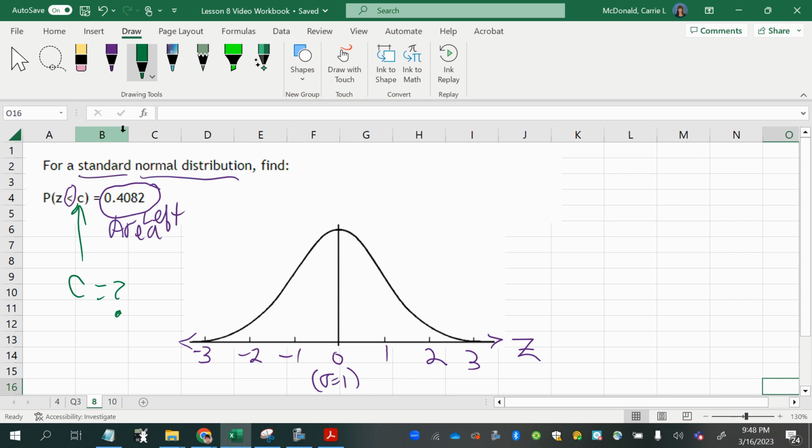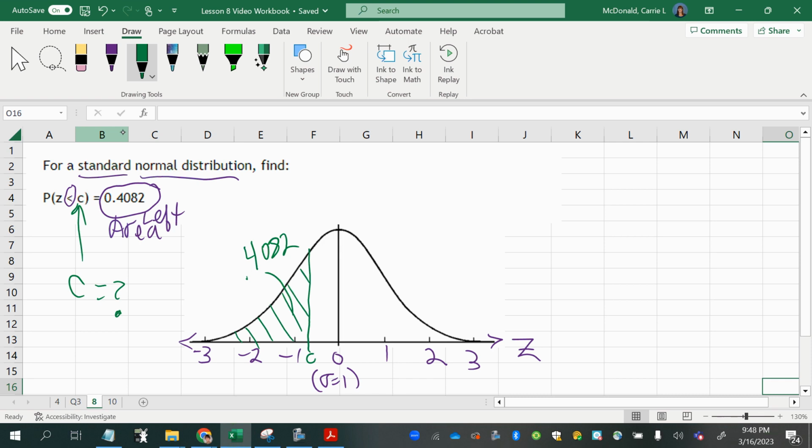So an area of 0.4082 to the left of a boundary. Well, 0.4 is less than half, which means that my z-score boundary has to be to the left of the mean, because if you were to go right down the center, you would have exactly 0.5 on each side. So I know that my c-score is a negative z-score somewhere over there, and that the area to the left is 0.4082.